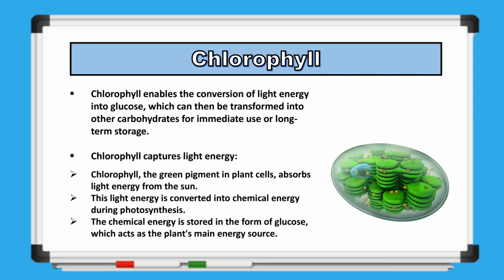Now, the light energy absorbed by chlorophyll doesn't remain as light. Instead, it gets converted into chemical energy. This conversion is what powers the entire process of photosynthesis. That chemical energy is then stored in the form of glucose. This glucose acts as the plant's main energy source, supporting growth, repair, and many other important processes.